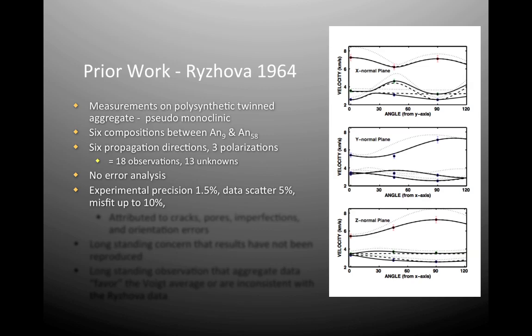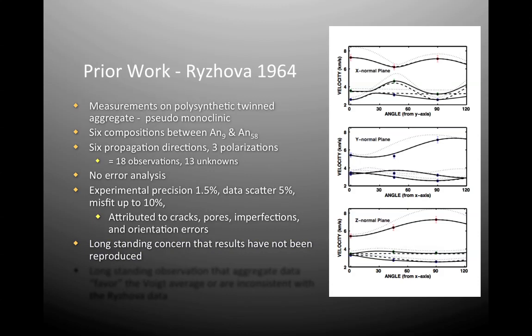They noted some data scatter, and I'll claim that the data scatter is 5%, and the misfit is as large as 10%. The lines in the diagram represent their fit to the elastic constants, and the long dashed line represents an alternative fit published by Alexandrov in the early 70s. They attributed their misfit to cracks, pores, imperfections and orientation errors in their samples. Mind you, these are not single crystals, but rather an aggregate which may have cracks opened up along cleavage planes.